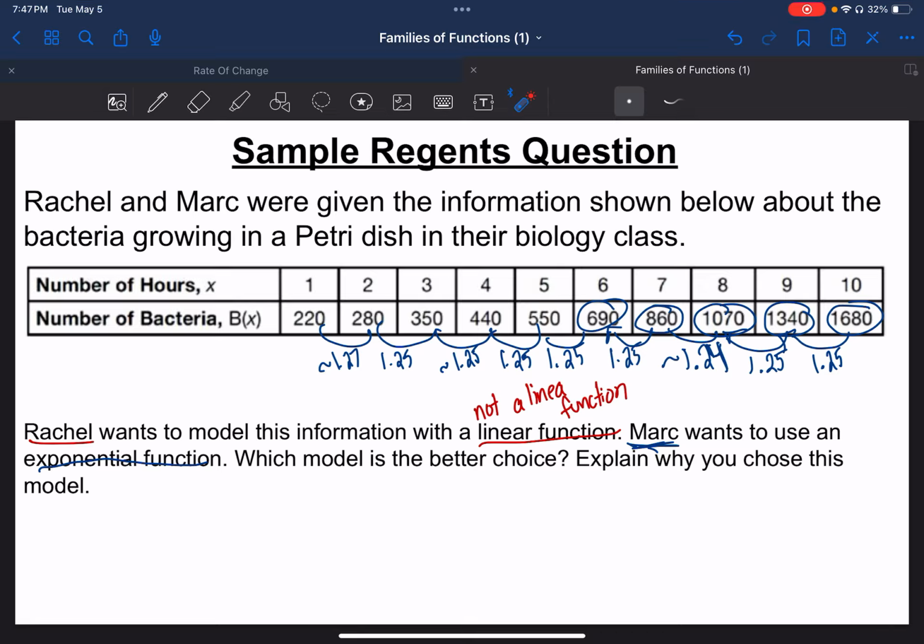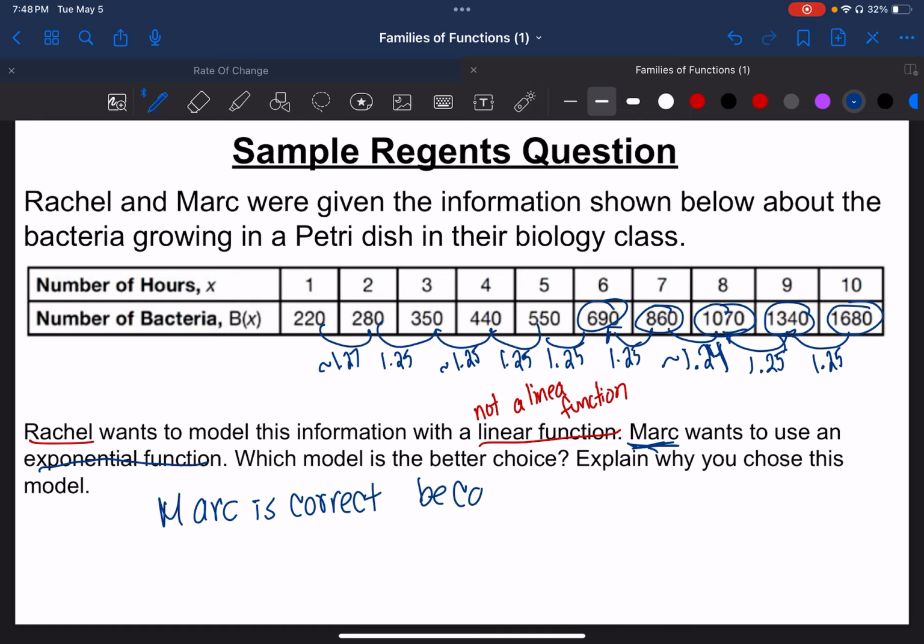Now, this is where it might get confusing. We divided backwards to figure out what we're multiplying this number by to get the next one when we're reading it in the right direction, okay? But the point is, we're multiplying each number by about 1.25 to get the next one, okay? So since that's the case, that we are multiplying, Mark is correct.